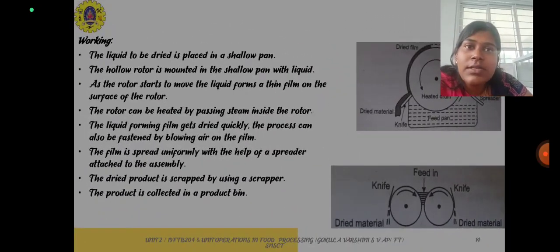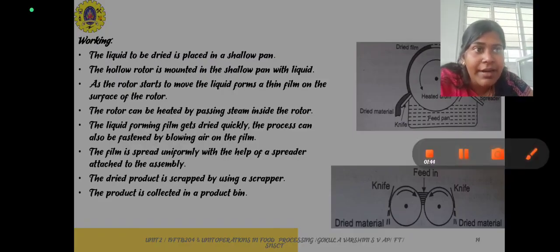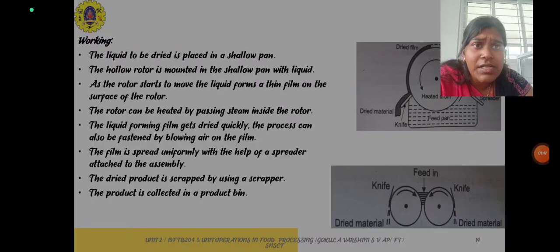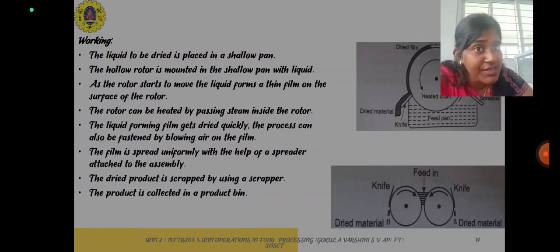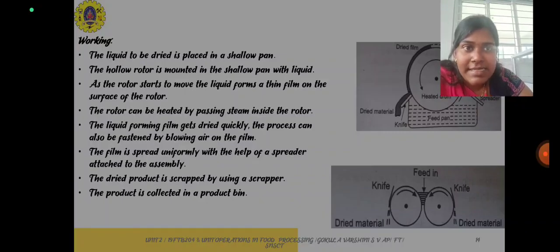So how does it work? First, the liquid to be dried is placed in a shallow pan, and the hollow rotor is mounted in the shallow pan with the liquid. As the rotor starts to move, the liquid forms a thin film on the surface of the rotor. The rotor can be heated by passing steam inside it, and the liquid film gets dried quickly. The process can also be speeded up by blowing air on the film.